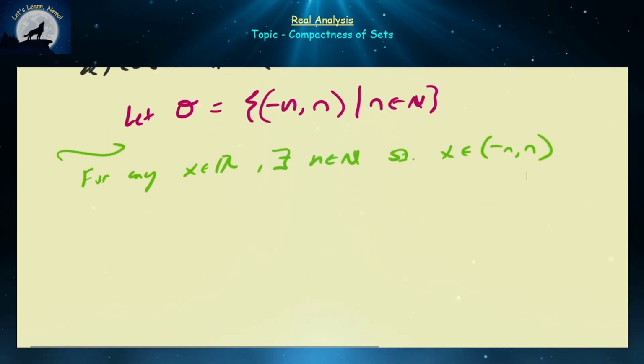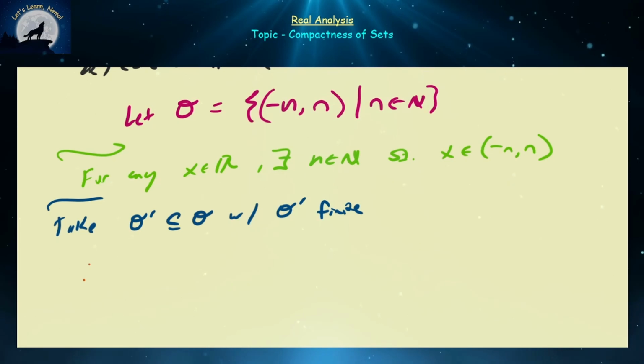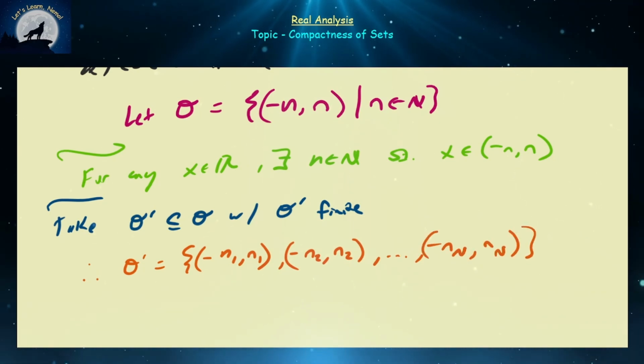So what we need to do is take an arbitrary finite subcover of this and show, if we want to show that it's not compact, that R is not contained within it. So let us take O prime to be a subset of O with O prime finite. Let's assume that O prime is of the form minus n1 to n1, minus n2 to n2, all the way down to minus nm to nm. Obviously, the n's are in the set of naturals.